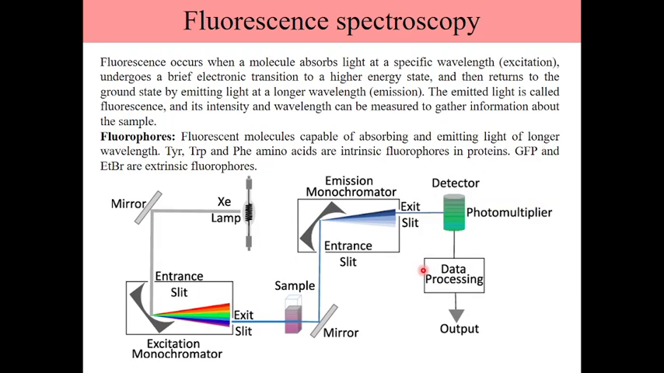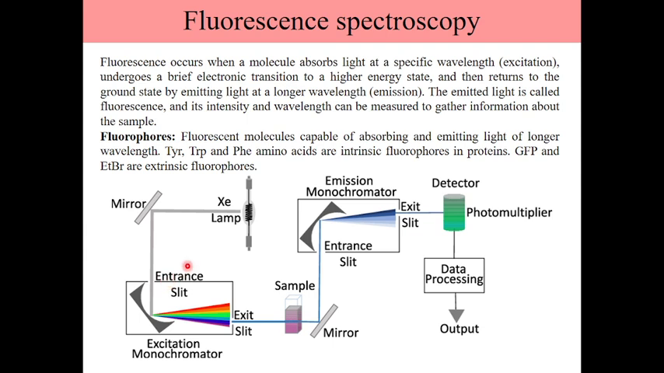Now this is fluorescence spectroscopy. So in case of fluorescence spectroscopy, what happens is, this is the xenon lamp which is giving light. This is getting reflected by the mirror. It is coming to the monochromator. Monochromator is selecting the specific wavelength.